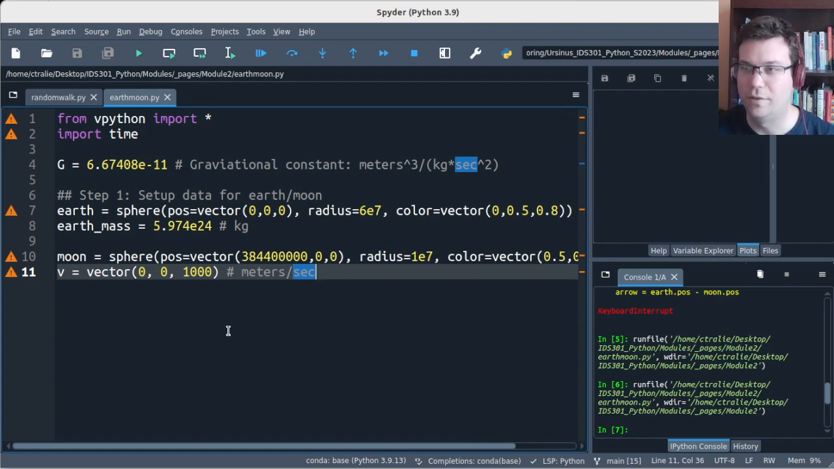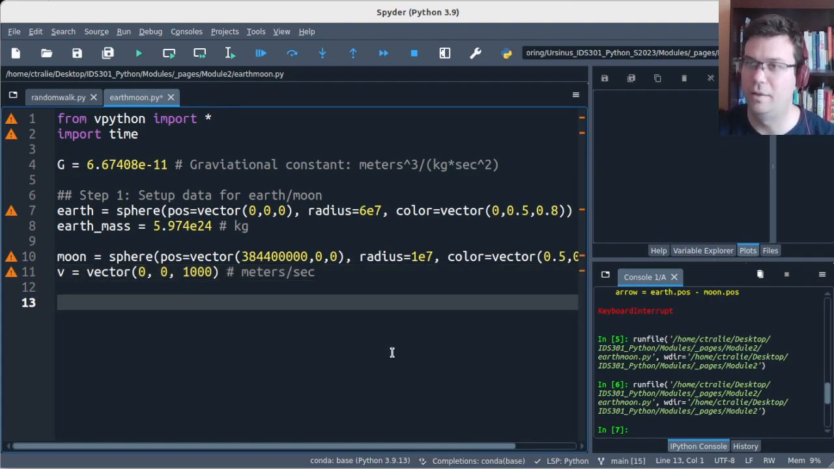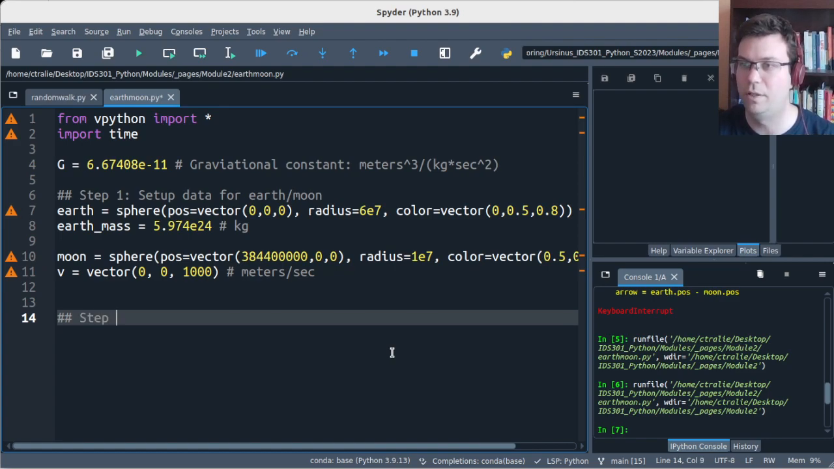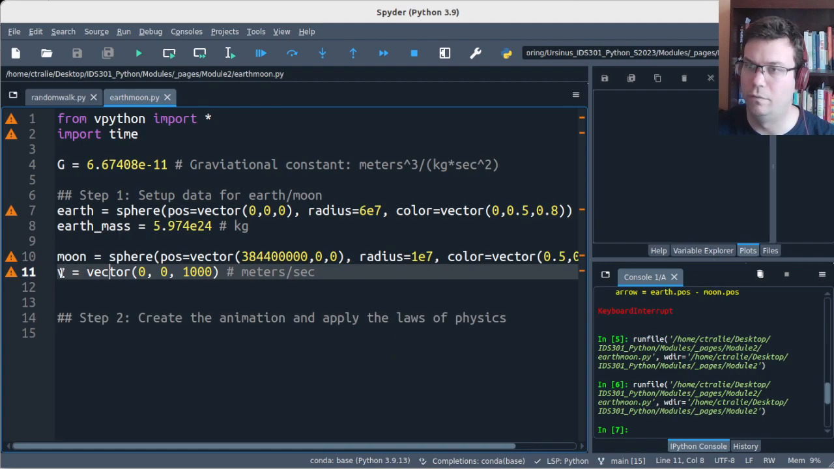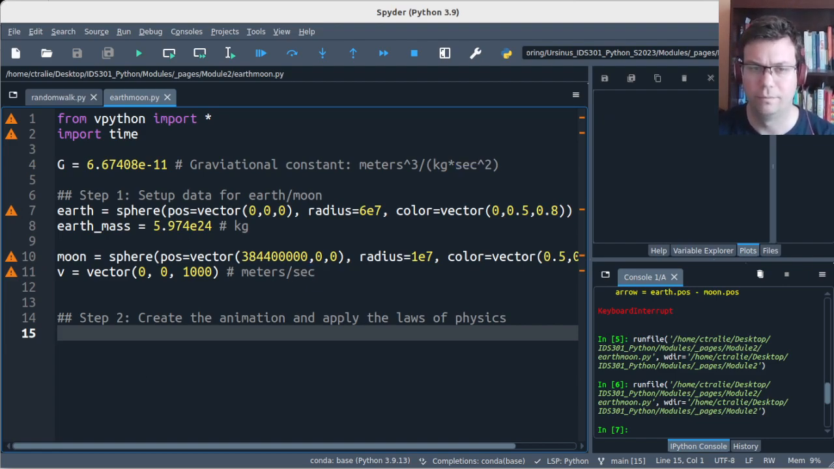All right, so let's keep going here. So that was step 1. Step 2 is going to be to create the animation and apply the laws of physics. Okay, so I think we have all the information that we need. So yeah, we need to know the mass of the Earth, we need to know the velocity of the moon, and we need to know the relative positions next to each other.